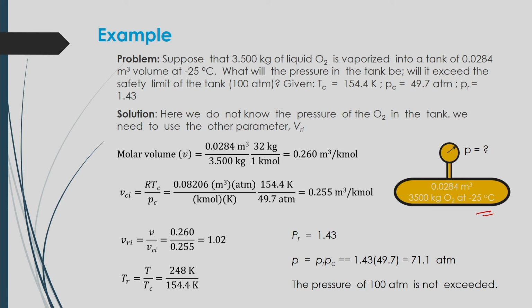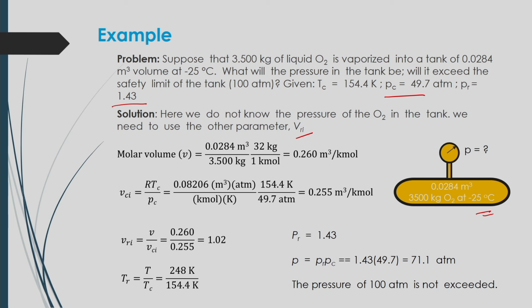In this case, given that the critical temperature of that gas is 154.4 Kelvin, and the critical pressure of that gas, here oxygen, is given as 49.7 atmosphere, and the reduced pressure is here 1.43. So, based on this condition you have to find out what will be the pressure inside the tank. Now, here in this case we do not know the pressure of the oxygen in the tank. Now, we need to use the other parameter like here VRI, that means for a particular component what should be its reduced molar volume.